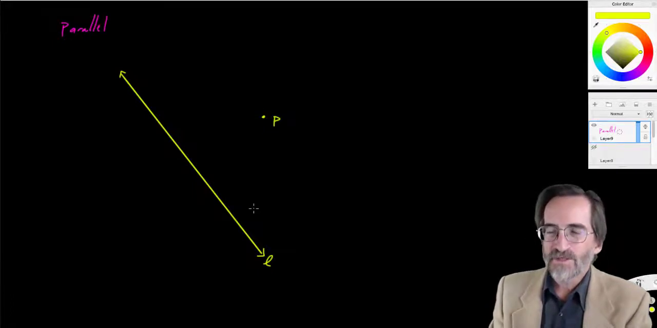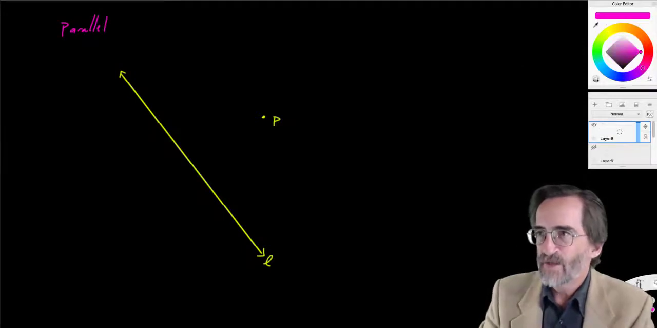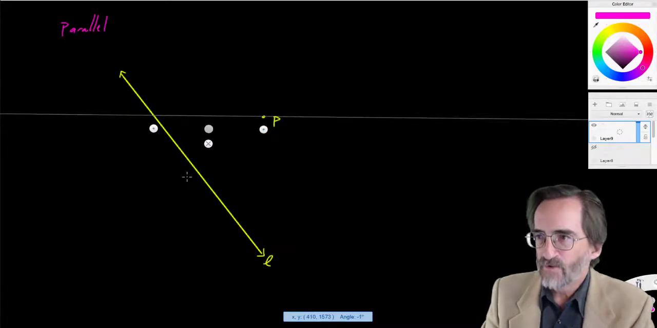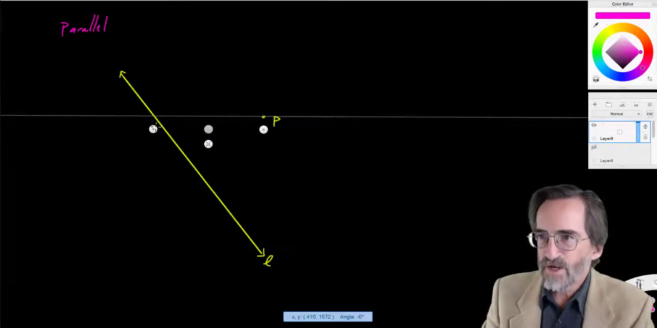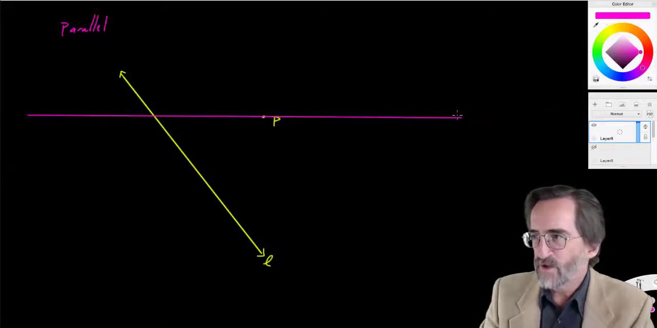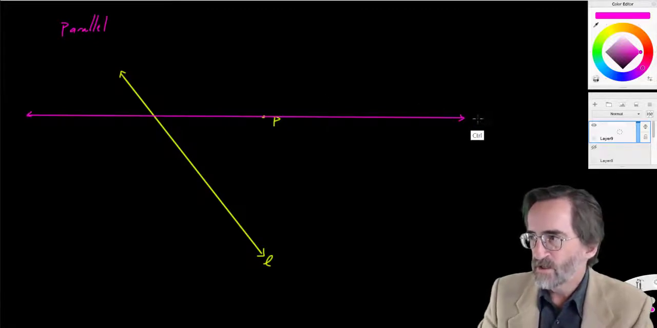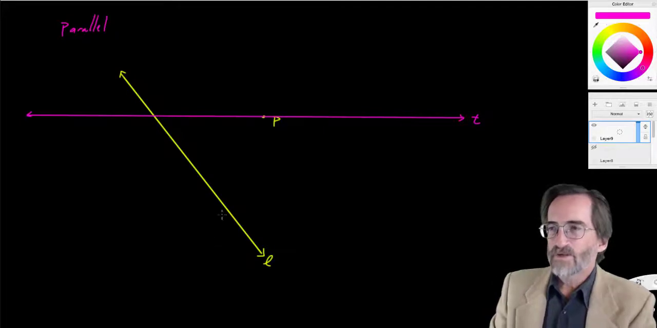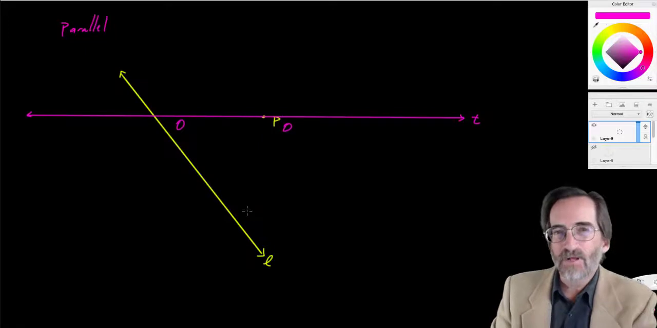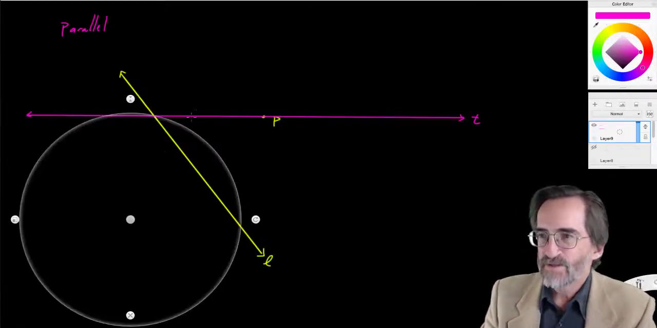Okay, and there's actually several different constructions, but I will show you the one that was done in the lesson. In the lesson we drew a line through P such that it intersected line L. We'll call this line T. Line T. And what we're going to do is copy this angle right here over to here. So we're going to do an angle copy. This is a construction you've done before in the last unit.